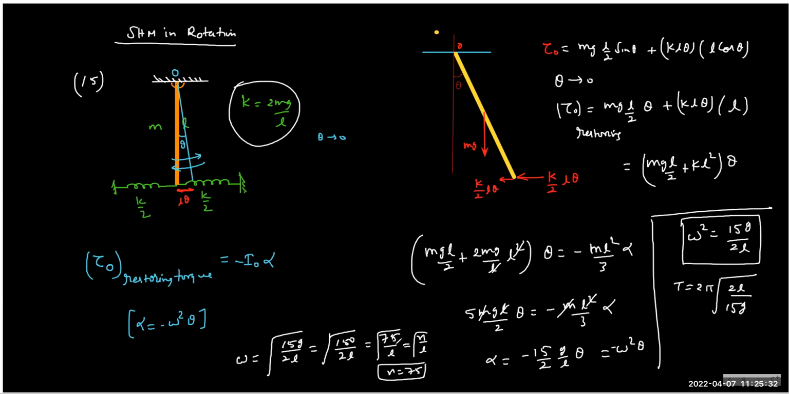So for any question of rotation, this is the way to approach. You have to think of first you tilt, find the net restoring torque, the torque which will bring it back. That's it. Then do the question.